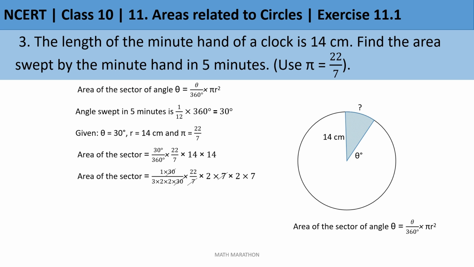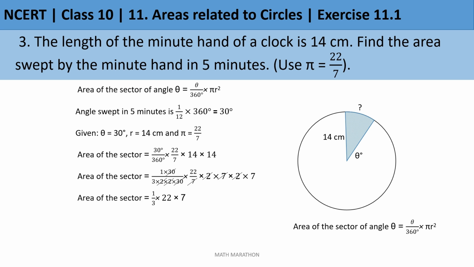Also, in numerator, we have 7. In denominator, we have 7. Let us cancel out 7. Also, in numerator, we have 2 multiplied by 2. In denominator, we have 2 multiplied by 2. Let us cancel out 2 multiplied by 2.